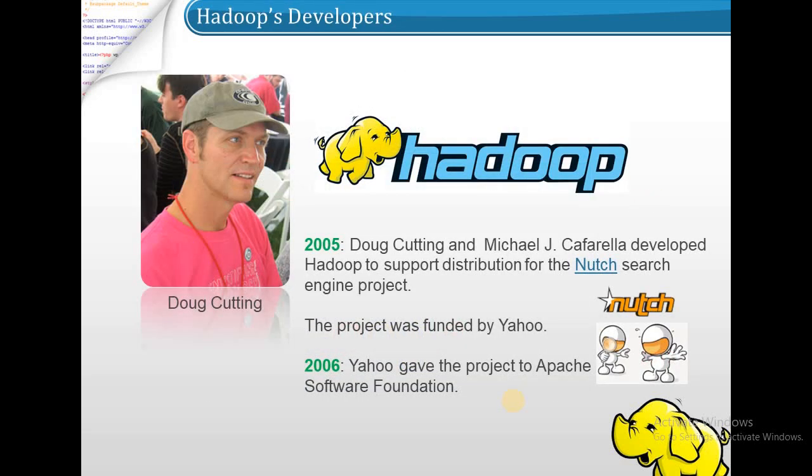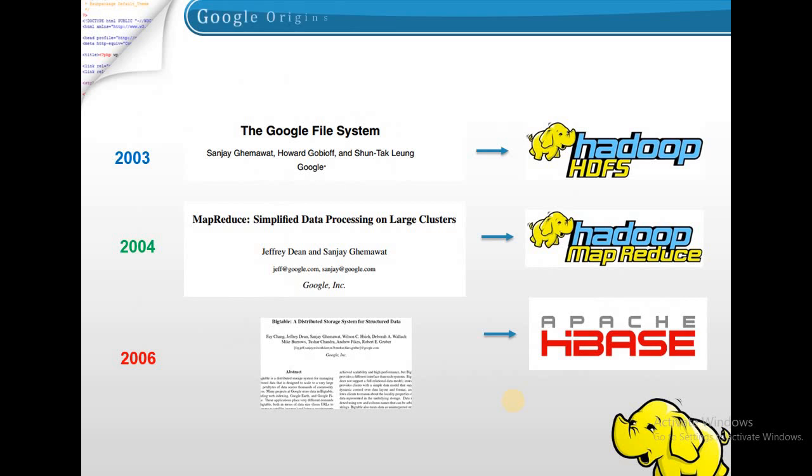What is Hadoop? Doug Cutting is the originator of Hadoop. Doug Cutting and Michael J. Cafarella developed Hadoop to support distribution for the Nutch search engine project. The project was funded by Yahoo. Yahoo gave the project to the Apache Software Foundation in 2006. Then we have Hadoop HDFS, Hadoop MapReduce and Apache HBase.